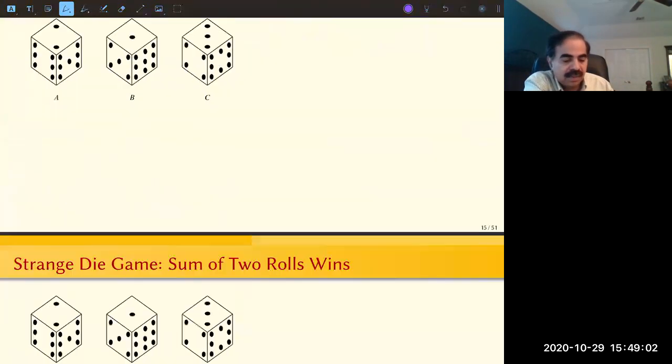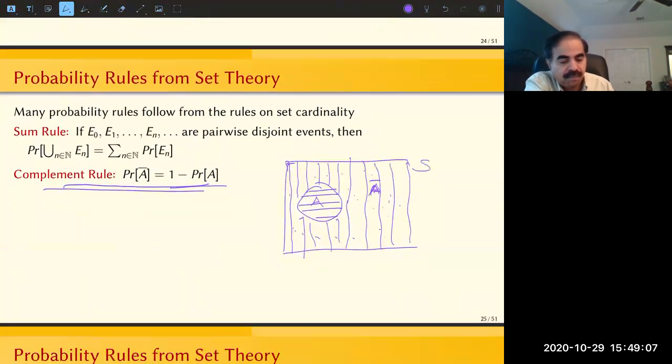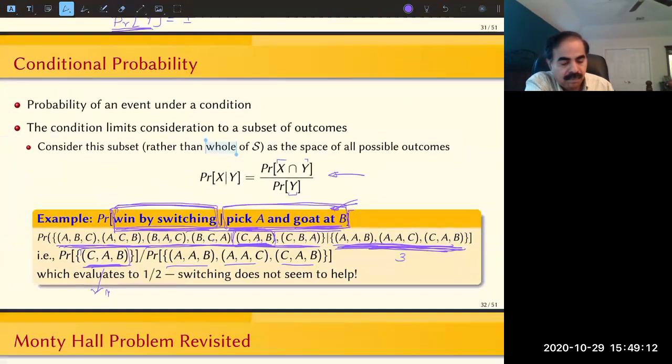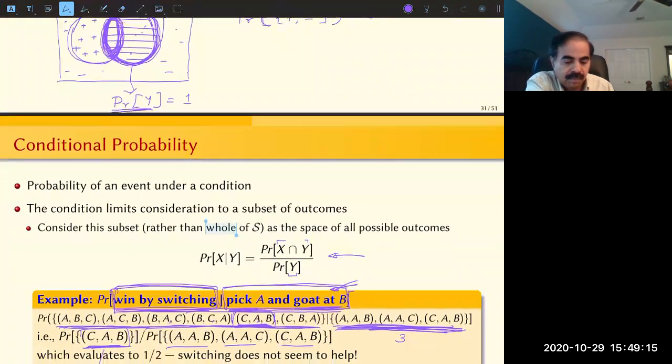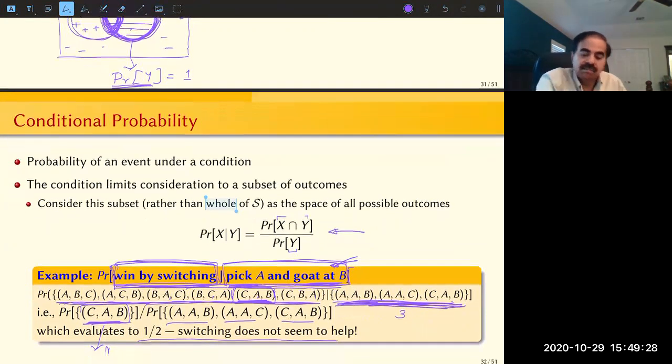So now that you know that this is probability of half, that tells you switching doesn't help, right? Because you might as well not switch, right? Because switching versus staying with your choice doesn't help you, right?